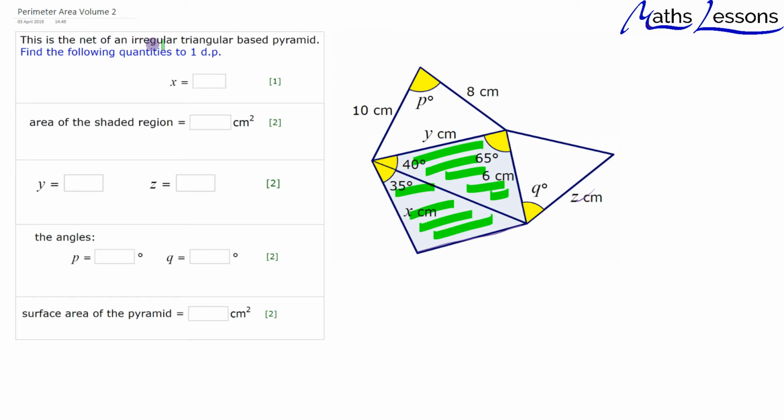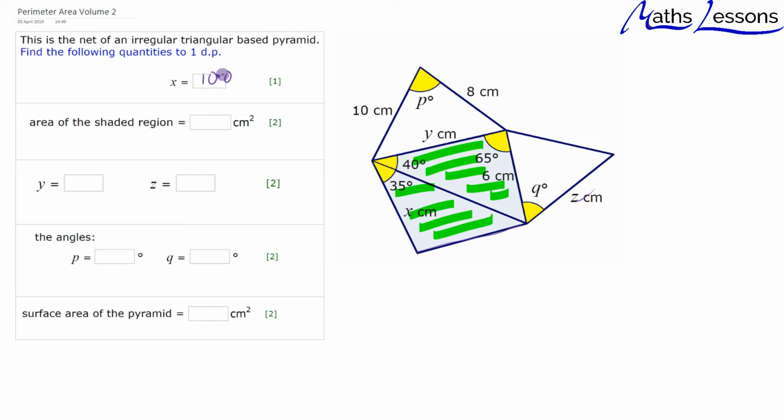Okay, so it's a net, and that's the key thing you need to realise. So these sides will fold up to form a pyramid type shape. And so therefore this side is going to fold onto this side, so x is just equal to 10, so it's quite straightforward. So you don't need 1 dp. Well, I suppose you can put 10.0 if you really wanted to, but there's no need.